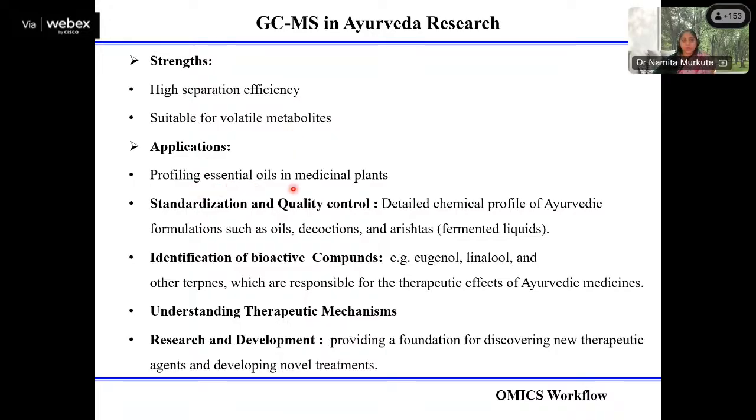Profiling essential oils in medicinal plants. Standardization and quality control: you can use this to get the detailed chemical profile of Ayurvedic formulations such as oils, decoctions, and aristas through GCMS. Identification of bioactive compounds which are responsible for therapeutic effects in Ayurvedic medicines. Understanding the therapeutic mechanisms, and research and development: you can provide the foundation for discovering new therapeutic agents and developing novel treatments.